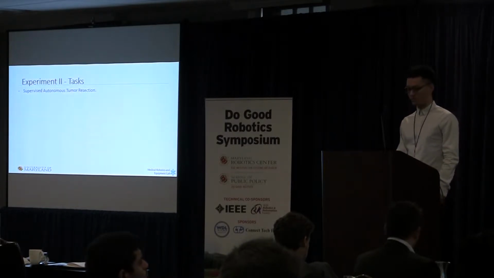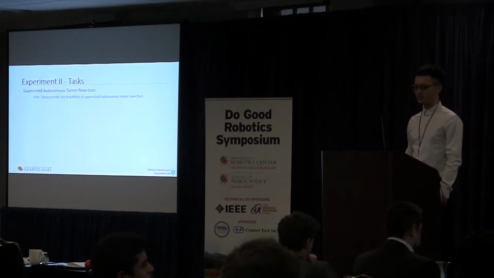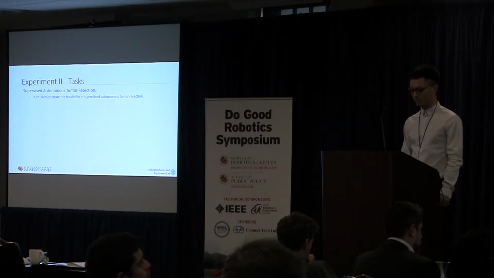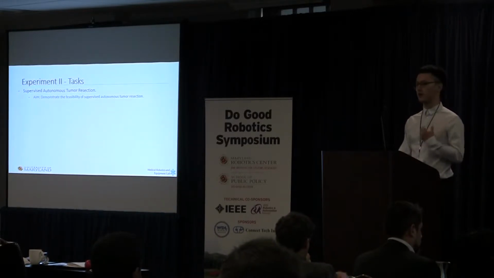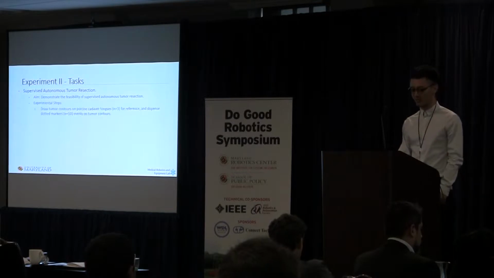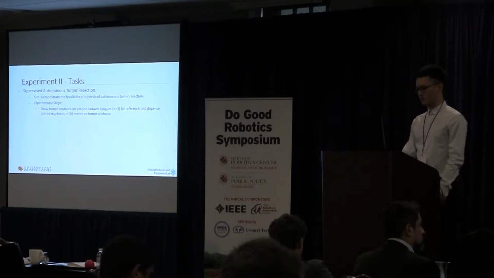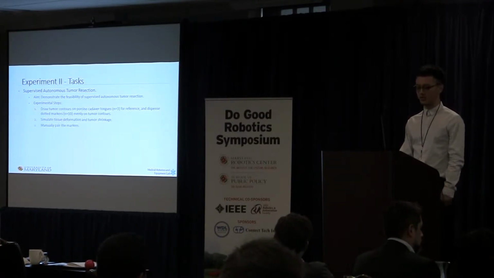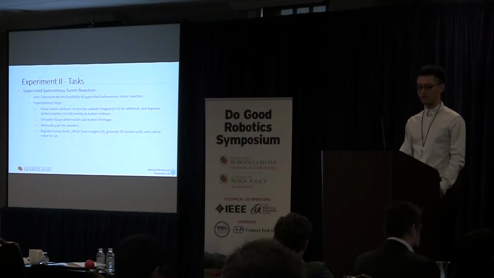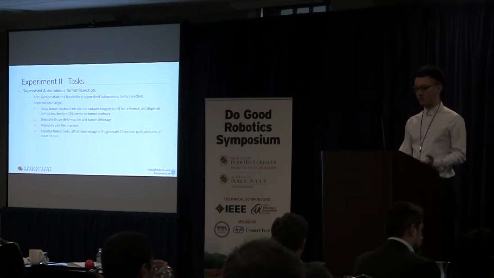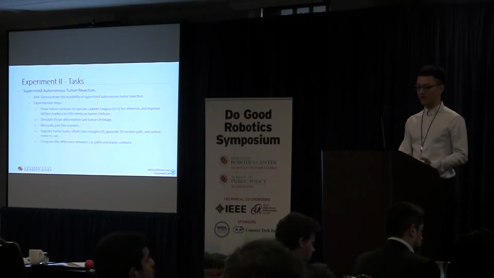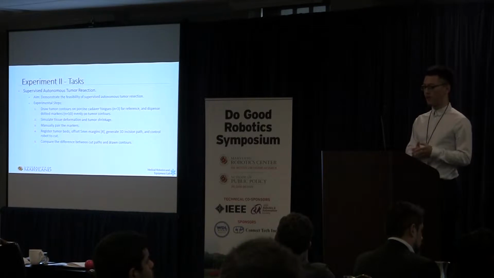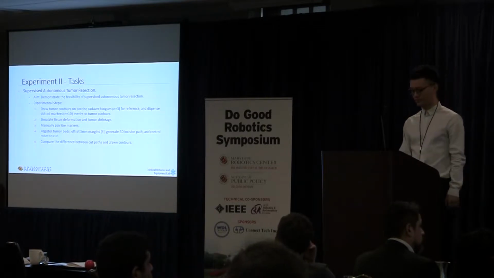The second experiment is to prove the feasibility of supervised autonomous tumor resection using the proposed marking and tracking method. The experiment steps are almost the same: draw tumor contours, dispense markers, simulate tissue deformation, manually pair the markers, reduce the tumor bed, give the 5 mm offset, generate the 3D path, control the robot to cut, and we compare the difference between the cut path and the drawn contours.